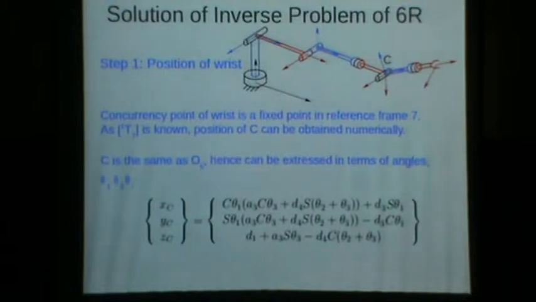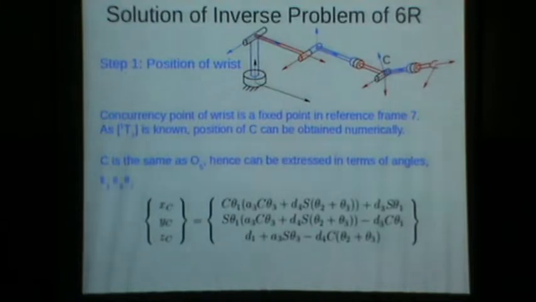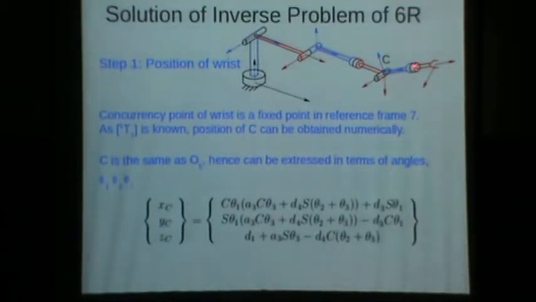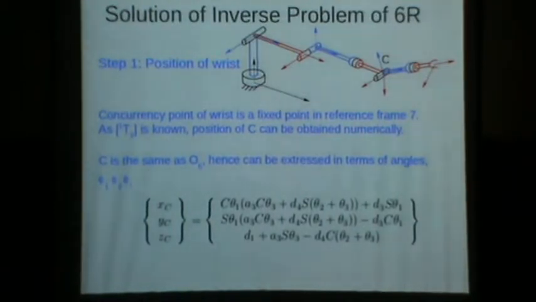Okay, this is the point of concurrency of the wrist. Now, whatever you do to the last 3 joints, however much you rotate them, this particular point is the intersection between the axes, and all these 3 axes remain intersected at a point. Because of that, this particular point of concurrency is a fixed point on the last link. It can be regarded as a point of the last link.